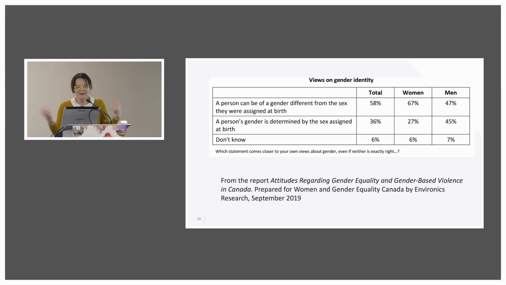And so I've stood up here and I've assumed that everyone here is on board with the sex and gender are different train, right? But maybe you're not. And it's not that uncommon in Canada for people to hold the view that gender is determined by sex. So these are data from a representative population sample in 2019 with 1/3 of people saying that gender and sex are not different.